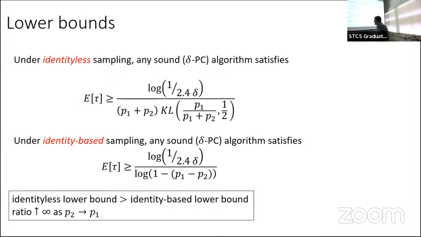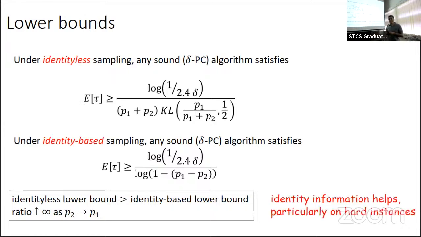Now, this again indicates that identity information is considerably useful, particularly when the problem instance is hard. However, mind you, these are just lower bounds. Only once these lower bounds are achieved is this claim actually realized, right? Because once I show that these bounds are actually achievable, then these bounds are tight, and so therefore they actually capture the true underlying hardness of these two problems.